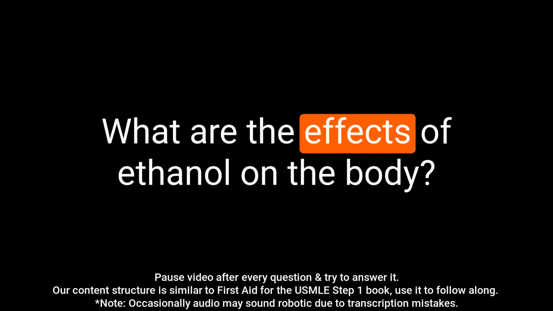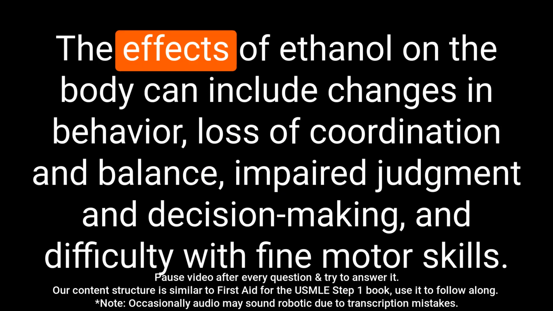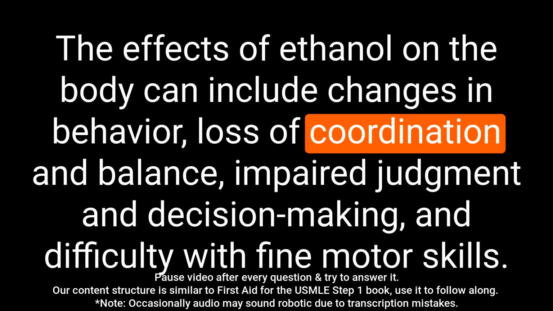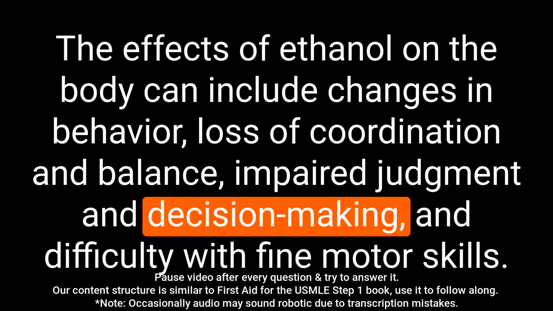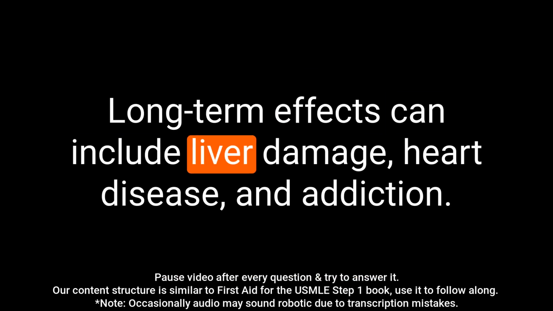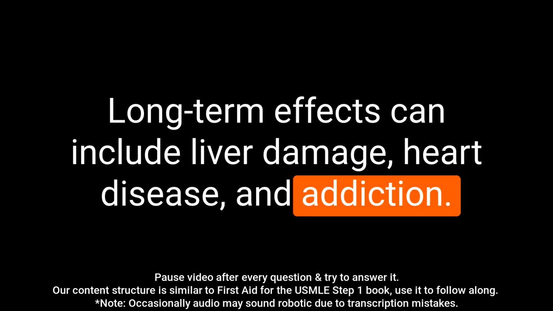Question: What are the effects of ethanol on the body? Answer: The effects of ethanol on the body can include changes in behavior, loss of coordination and balance, impaired judgment and decision making, and difficulty with fine motor skills. Long-term effects can include liver damage, heart disease, and addiction.